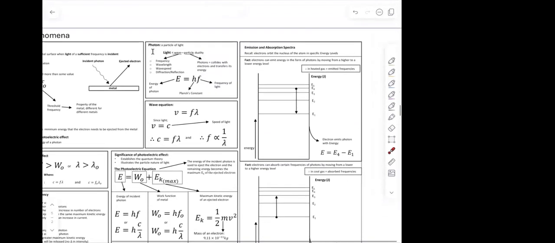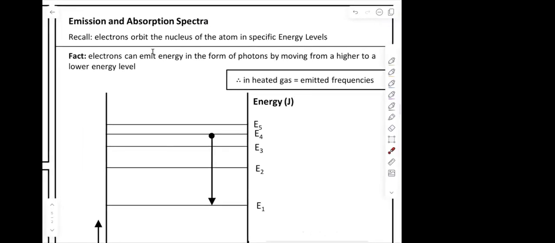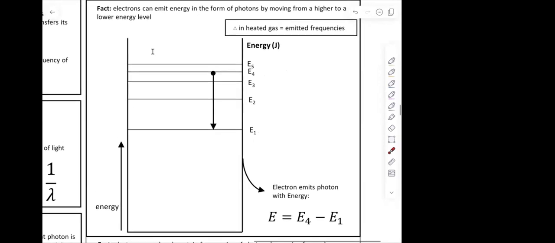And then finally, we have what we call our emission and absorption spectra. Again, remember, electrons orbit the nucleus of an atom in specific energy levels. With emission spectra, electrons can emit energy in the form of photons by moving from a higher to a lower energy level. If an electron moves from a high energy level to a lower energy level, it has to emit energy out of the system. That energy is emitted in the form of light energy, with a very specific amount of energy. That energy and frequency is then depicted by a specific color, and that's when you see those emission spectra with those various colors.